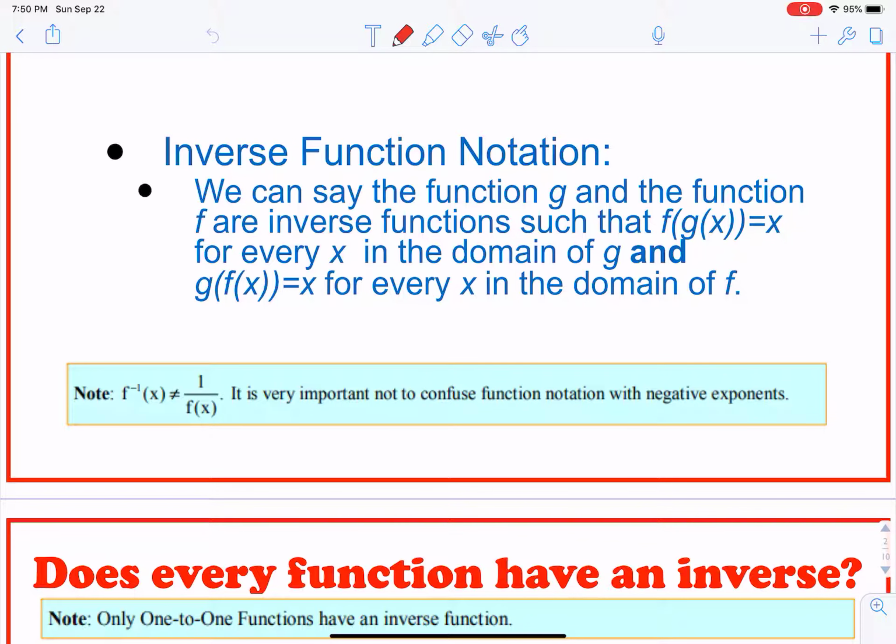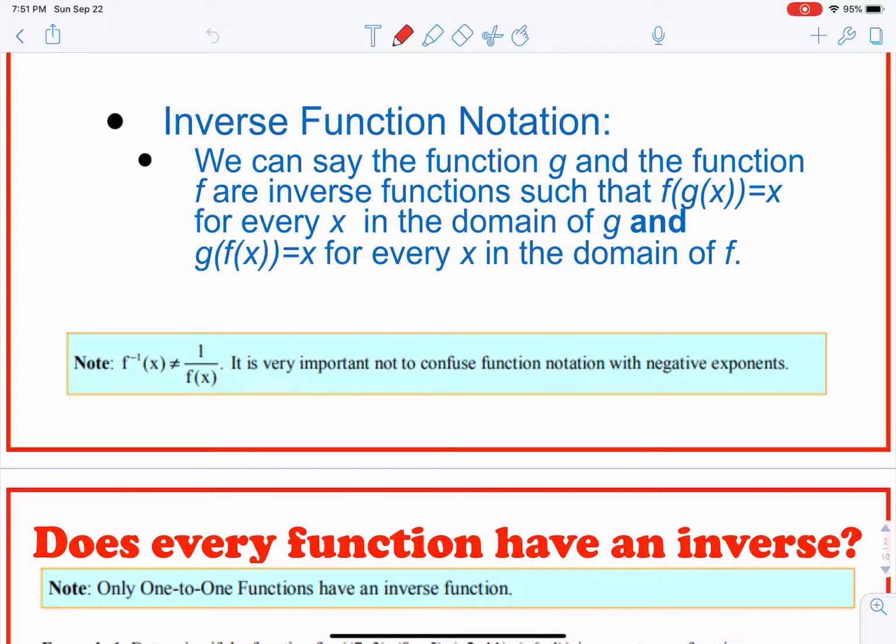Here's a formal definition of what an inverse function is. We can say that the functions g and f are inverse functions such that when we compose the two functions, whatever we input becomes our output once we compose them. So f composed with g of x is equal to x for every x in the domain of g, and g composed with f of x is also equal to x for every x in the domain of f. We'll go through a few examples so that this makes a little bit more sense.